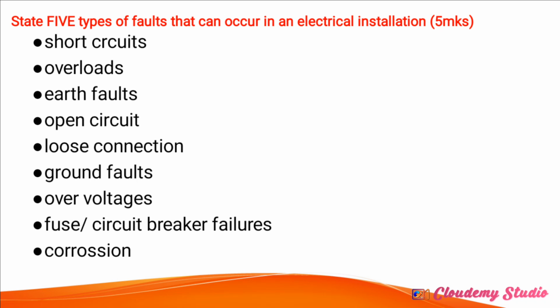We have overloads. Overloads can be seen as a result of sparks maybe. You might have connected a device that has a higher rating than the supply source, so it can cause some sparks. That is an overload. You have overloaded the source with a load that has a higher rating. Then you have earth faults. Earth faults can come as a result of ground faults, the ground wire. Open circuit can also be treated as a loose connection.